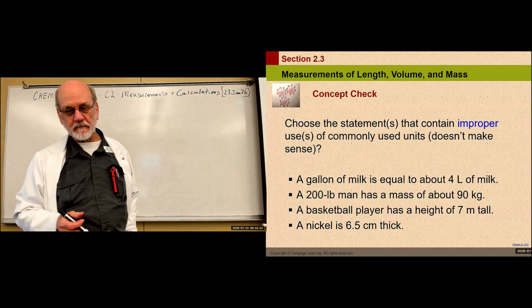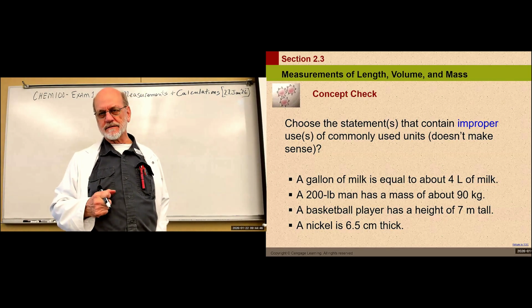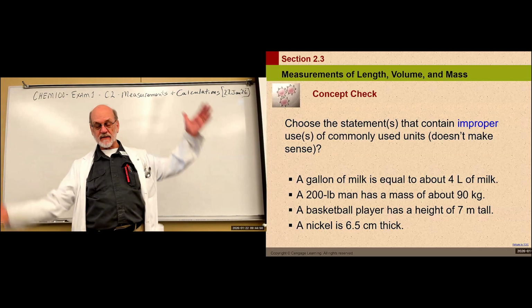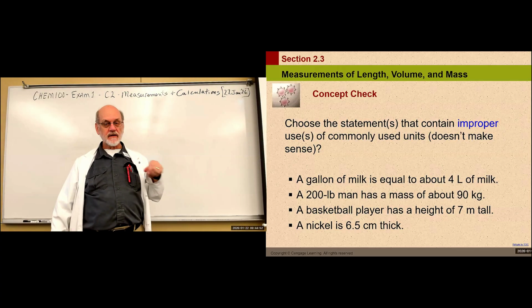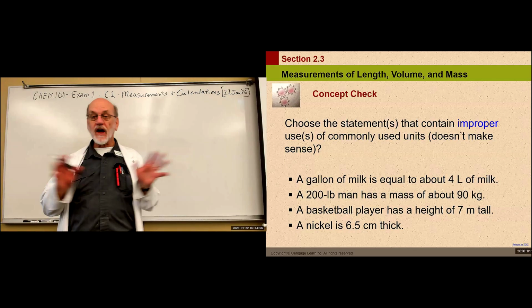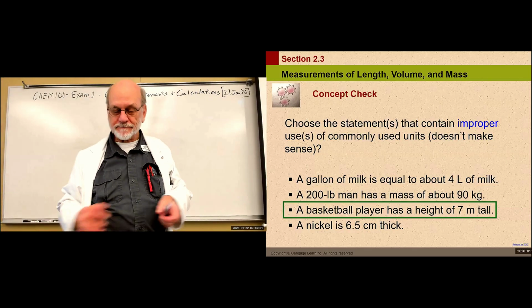That's true. A basketball player has a height of 7 meters. How much is a meter? A meter is about that long. Put 7 of them end on end, and that basketball player could not stand up in this room. That's not reasonable. So that's the first one that's not proper.